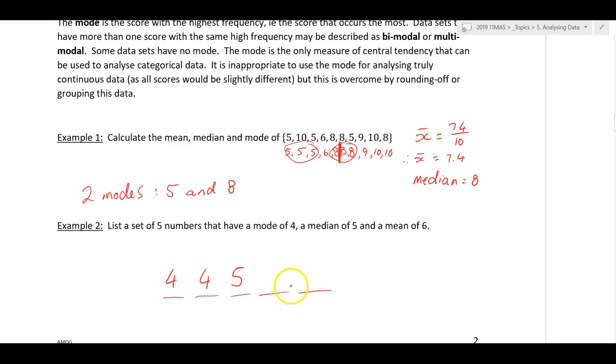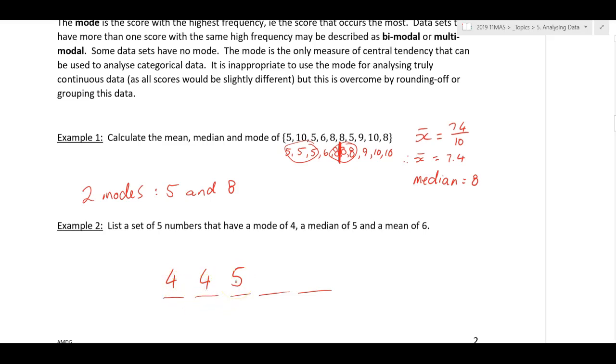As long as these 2 numbers are different, then my mode will be 4. Now, a mean of 6 means that the 5 numbers together have to have a mean of 6. Means that when I add them together and divide it by 5, I get 6. Means when I add them together, it must be 30, right? 5 lots of 6. So far here, I have 13.